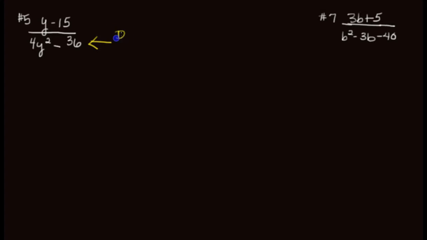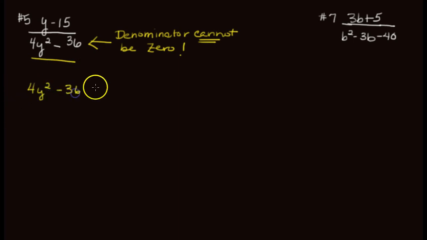So you first have to realize that the denominator cannot be zero. Okay? This is a no-no, right? So in order to first find out what legitimate or what valid numbers we can use, we first have to find out what numbers are going to make this denominator equal zero. Because remember, 4y squared minus 36 cannot under any circumstance be zero.